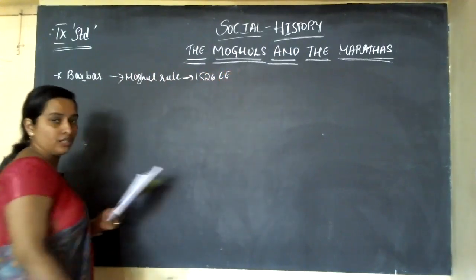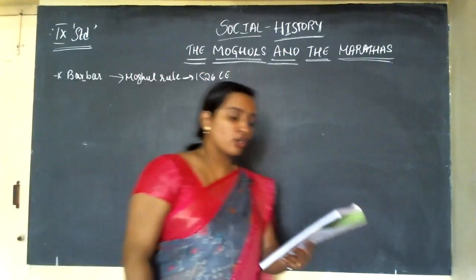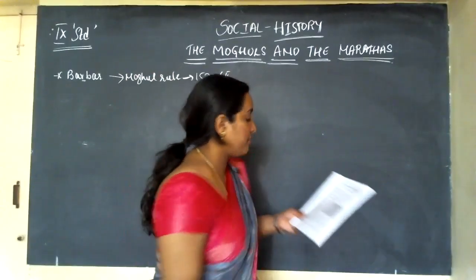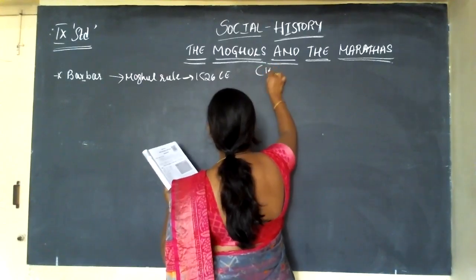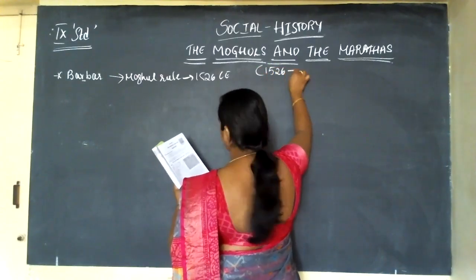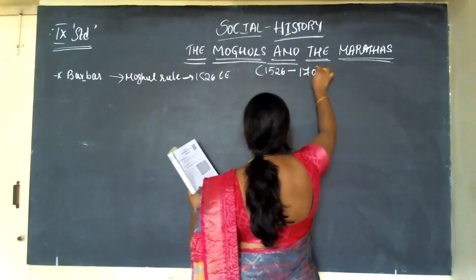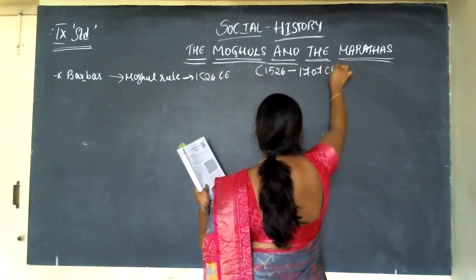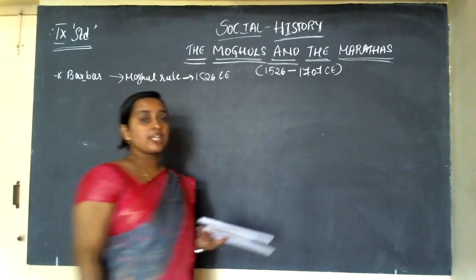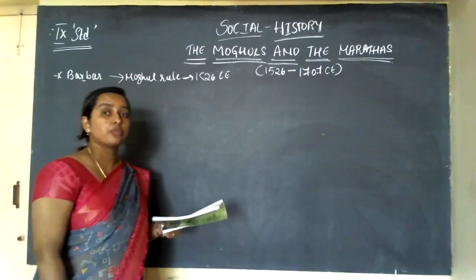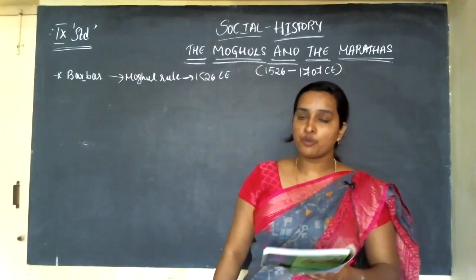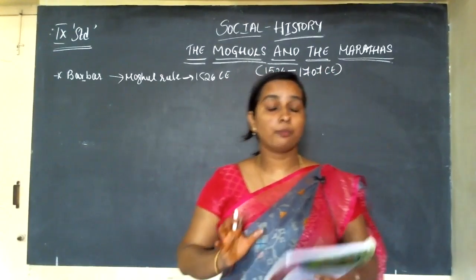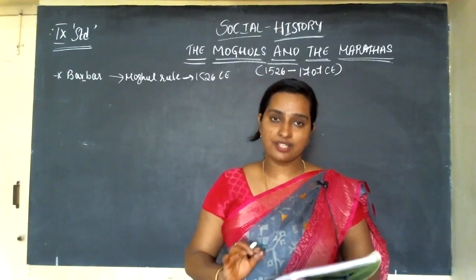CE. It's important. Okay. The rule of the Mughals in India began in 1526 and lasted until 1707 CE. So for these many years the Mughal rulers ruled complete North India. Understood? First and foremost, we'll let you know about Babar. Who is he and where is he from?